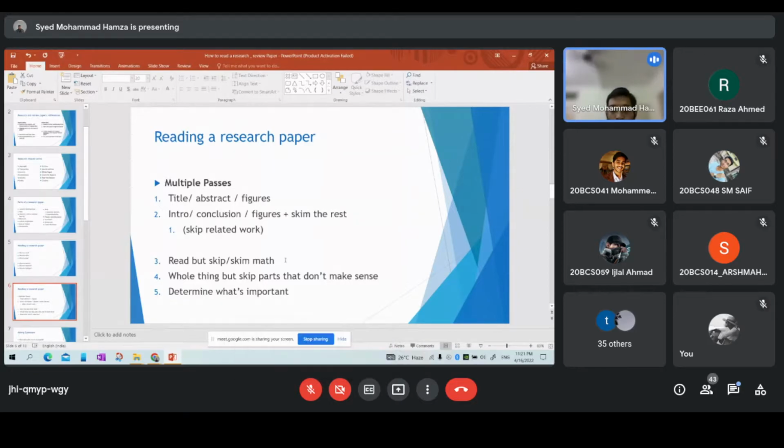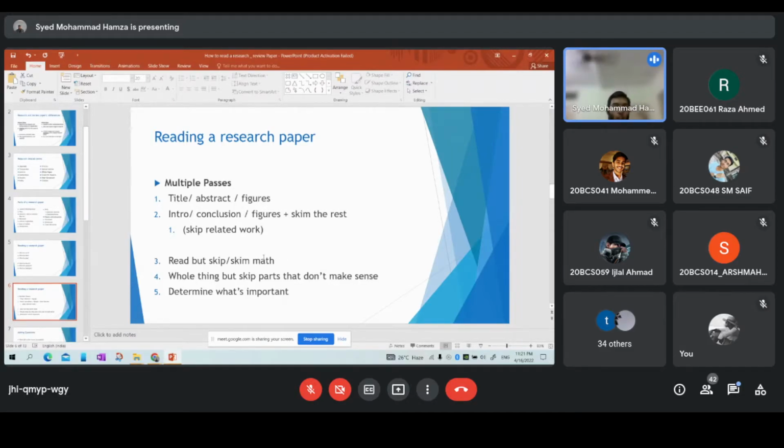Then the last pass we do is we read the whole paper but skip parts that do not make sense. We read some paragraphs and some lines and we did not understand. So when we are reading our general academic material, we tend to understand every bit and piece. But here, if it's not making sense, just skip it. And then finally we determine what's the most important thing we understood from all. So this is an easy way to read a research paper.